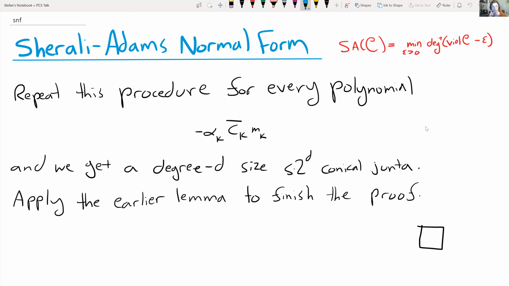And what we'll get as a result is a degree D, size S times 2 to the D, times 2 to the D conical junta. And if we apply the lemma we had earlier, then this is all we need to finish our proof.